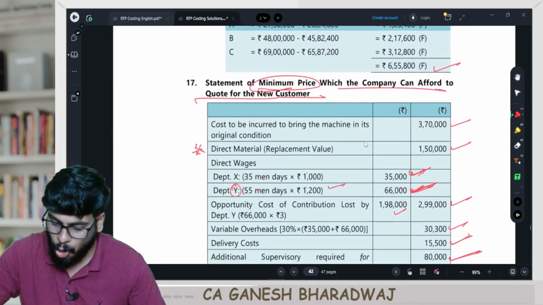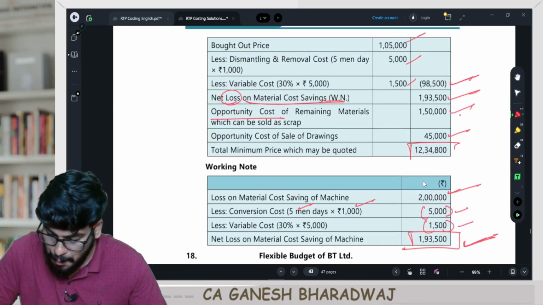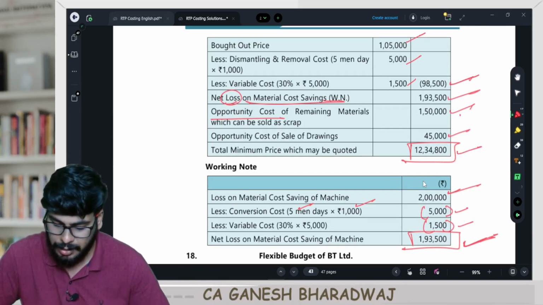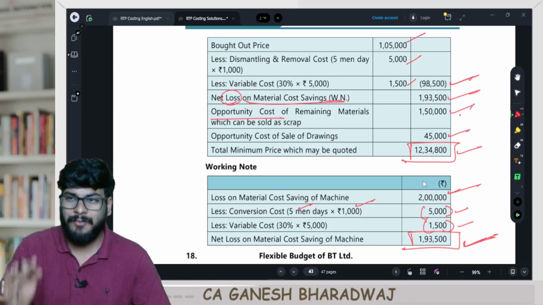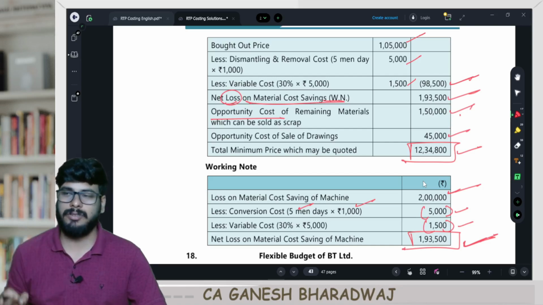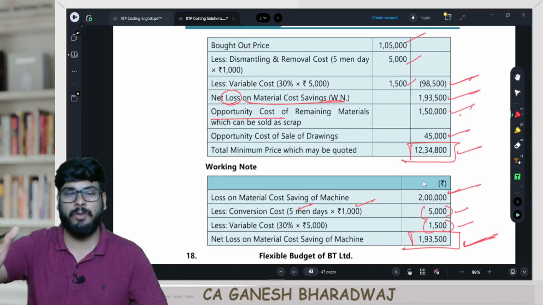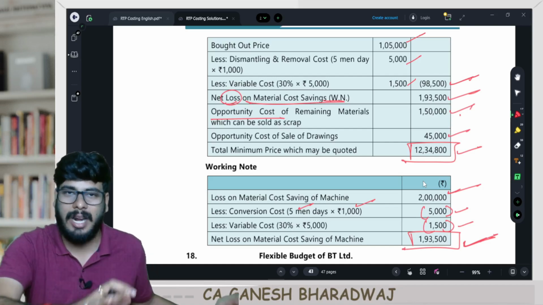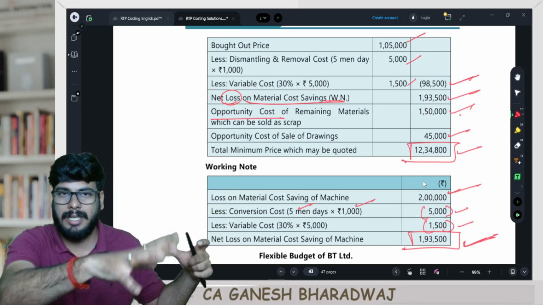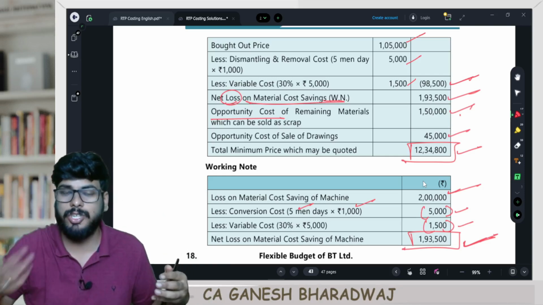Basically, if you add up all these things, the total relevant cost that they are incurring because they are trying to undertake this new contract is going to be 12,34,800. So if the new guy is willing to pay at least 12,34,800, I will be okay with it. If he says no, I will only pay less than that, you can say that rather I will not take up anything. So let whatever material is inside the existing semi-finished job be disposed of.